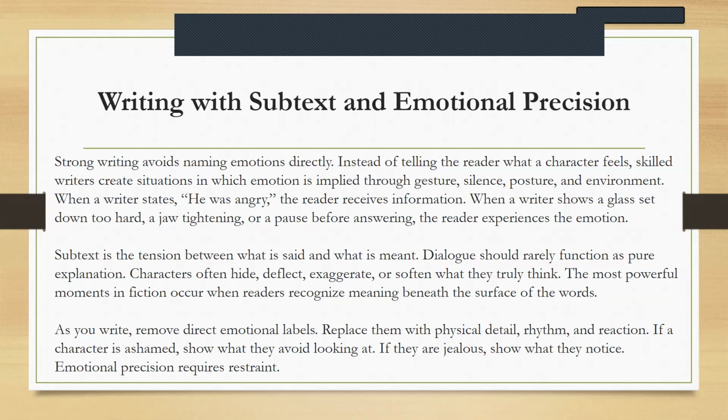Strong writing avoids naming emotions directly. Instead of telling the reader what a character feels, skilled writers create situations in which emotion is implied through gesture, silence, posture, and environment. Kind of similar to what we were working on last week, but we're just building on it. When a writer states he was angry, the reader receives information. When a writer shows a glass set down too hard, a jaw tightening, or a pause before answering, the reader experiences the emotion.